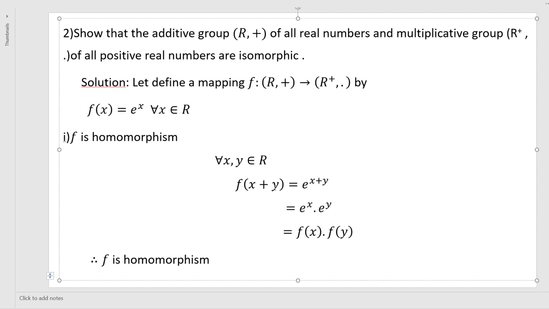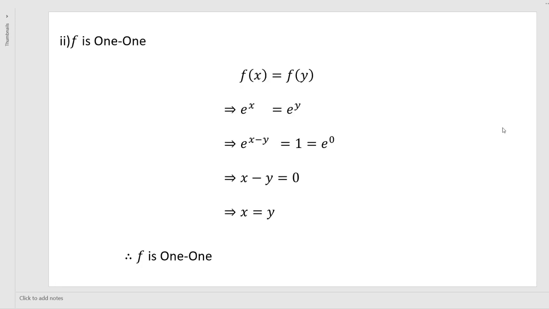Consider f(x + y), that is equal to e^(x+y). We can write like this because the function is defined like this: f(x) = e^x, then f(x + y) = e^(x+y). e^(x+y) can be written as e^x into e^y. Here, the bases are same, so the powers can be added. So there is no change here. e^x is f(x), e^y is f(y). So f(x + y) = f(x) · f(y). Therefore, the function is homomorphism.